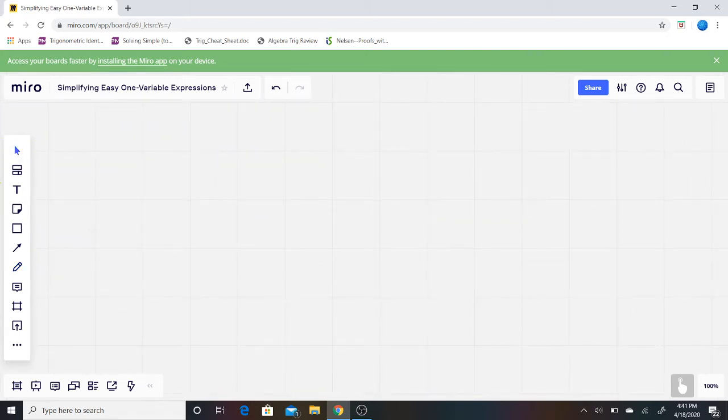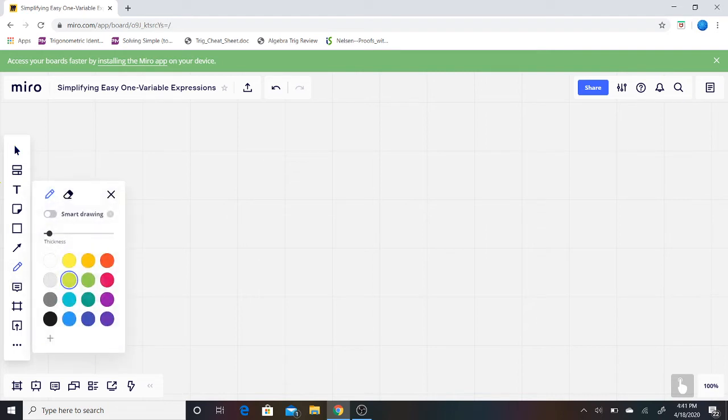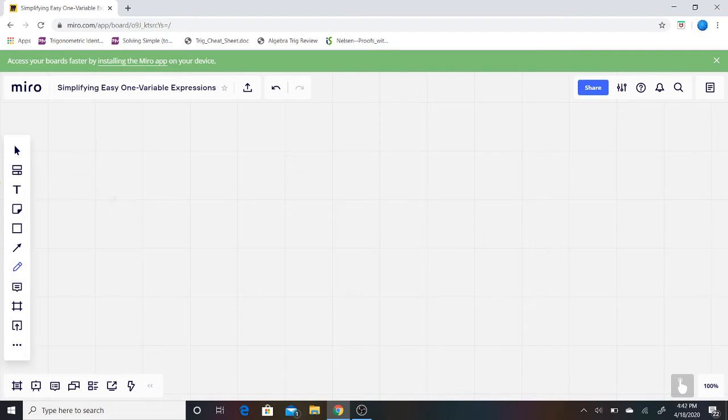Let's move on to another one. Again, using the distributive property, let's simplify 3 times x minus 2. So here we just kicked it up a small notch. We just changed our sign.